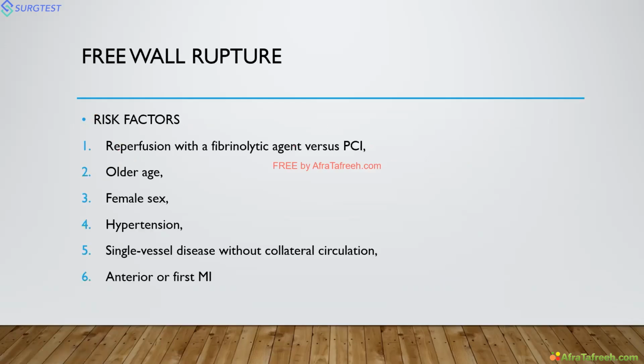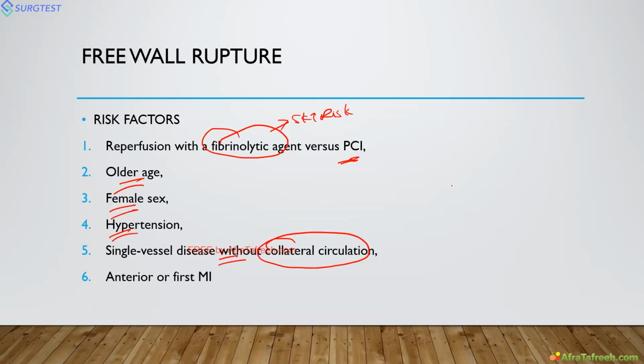So these are the risk factors. We already discussed female sex and reperfusion with a fibrinolytic agent. A fibrinolytic agent increases the risk of free wall rupture, and PCI decreases the risk. So SK increases the risk. Next, old female, all these things are there. Hypertension, single vessel disease without collateral circulation. This is very important. Whenever the patient has collateral circulation, there would be reperfusion from other collaterals, and the patient would not go on to an extensive MI. So at that time, the free wall won't rupture.